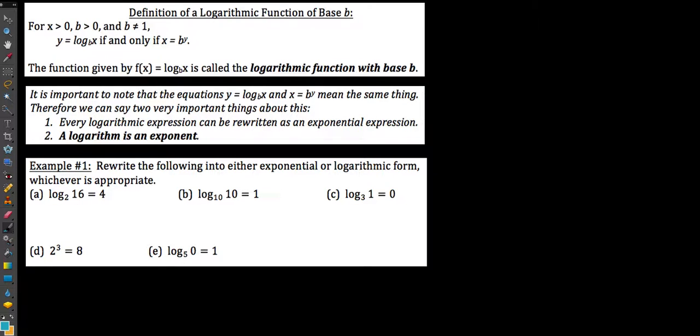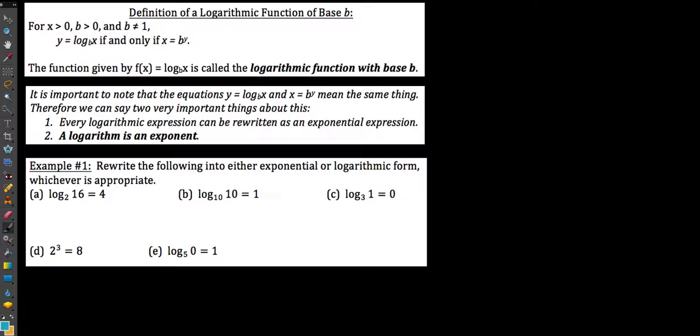Okay guys, this is our first video in a module on section 3.2 over logarithmic functions. And so the very first thing we're going to do is start by defining what we mean by a logarithmic function and talk a little bit about how we can rewrite it and interpret it. I'm going to direct everybody's attention to this first white box up here.